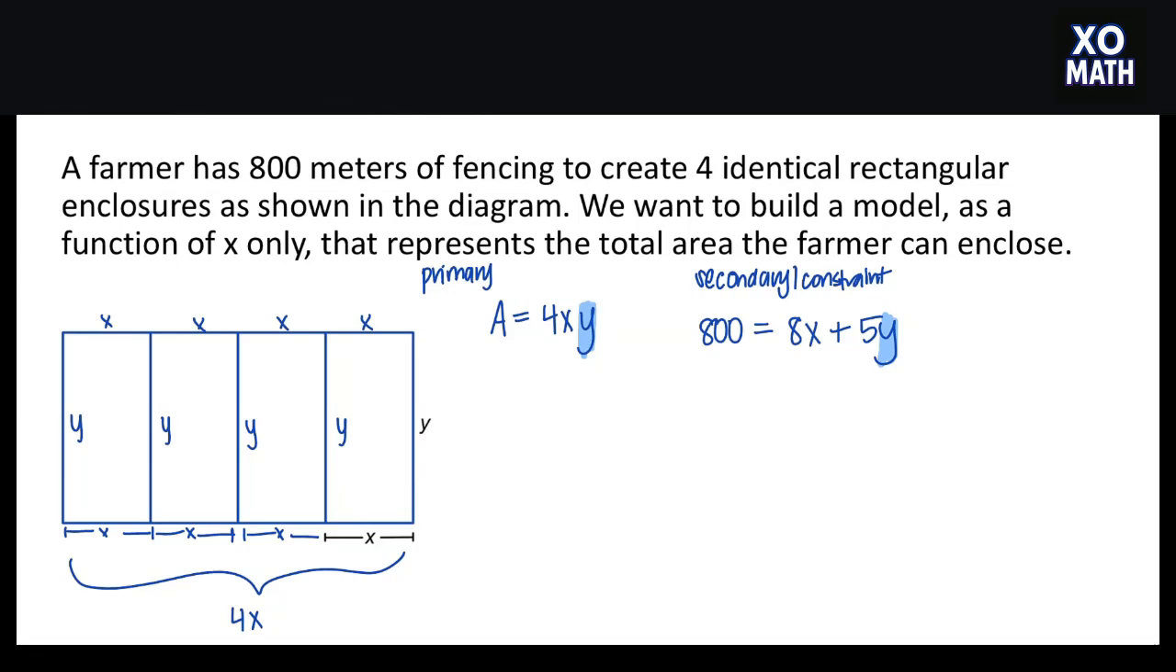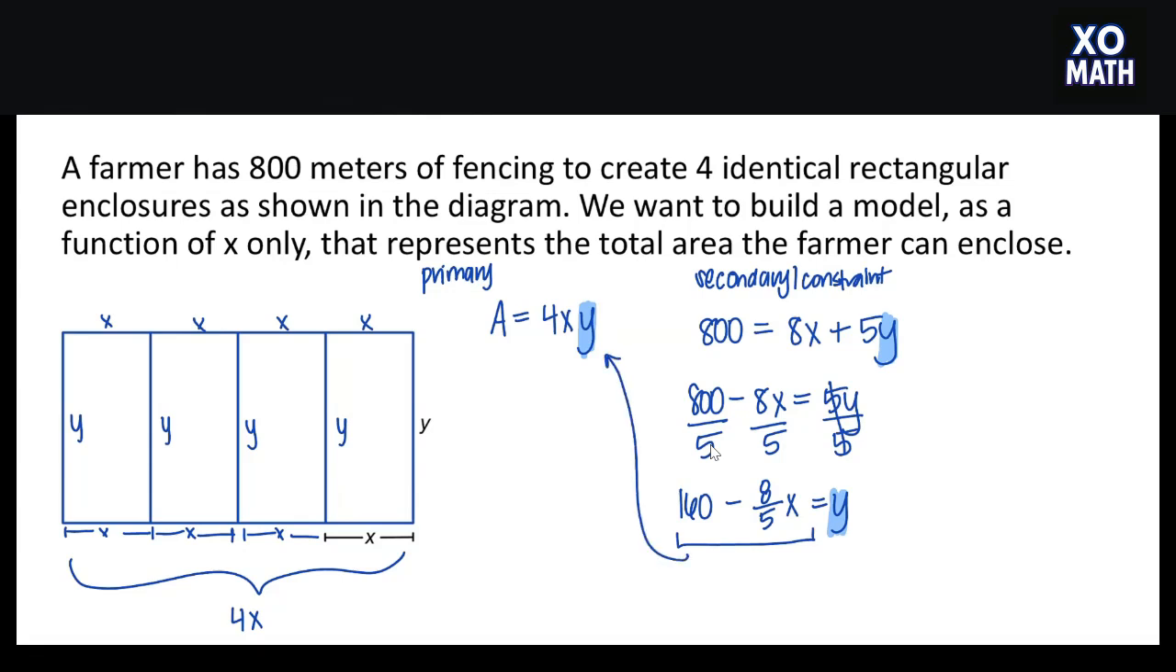So I'm going to try to get this y by itself. I'm going to subtract the 8x, so I have 800 minus 8x is equal to 5y. And then I'm going to go ahead and divide everything by 5. So now 800 divided by 5 is 160 minus 8/5 x is equal to y. So now I can go ahead and substitute that into the primary equation. So this whole thing is going to get substituted into this y.